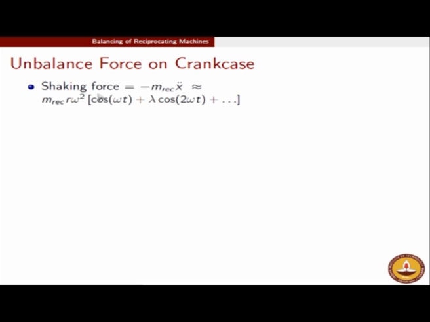So therefore we are now seeing a very simple expression which I can write in one line, that is what is the shaking force on the frame of an IC engine. This is exactly m_REC, the mass of the reciprocating part, times r times omega square. What is r? r is the crank radius, times (cos omega t plus lambda times cos 2 omega t). This was exactly my objective, to give you a very simple formula for the shaking force.